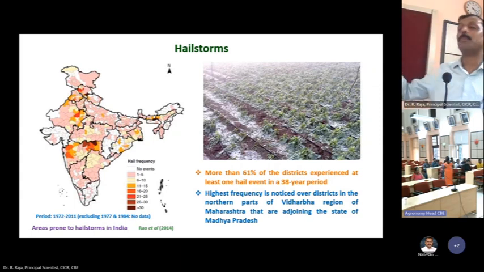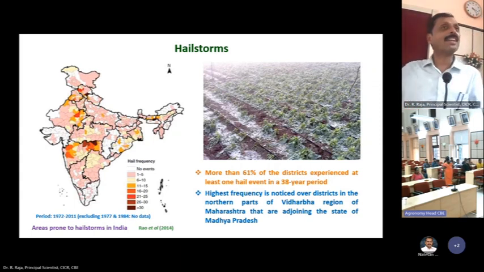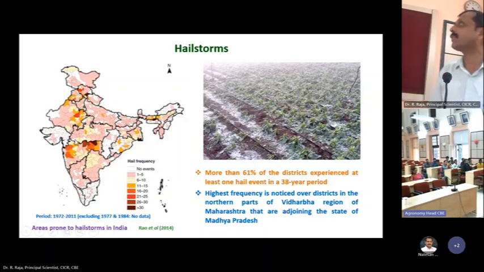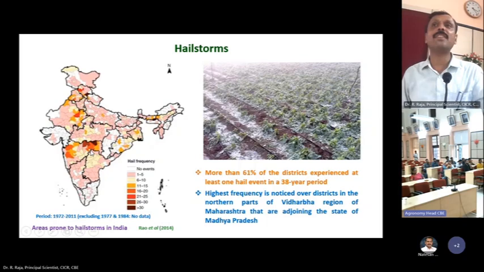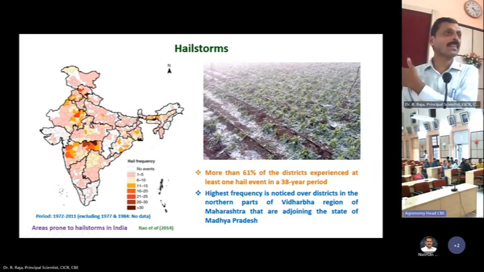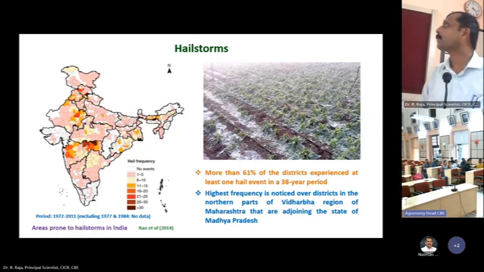The main problem is that even nowcasting is not going to help the farmer. The hailstorm is going to come. What will they do? They can't do anything. These are very frequently hail-occurring areas: the Vidarbha region, some parts of Madhya Pradesh, and Maharashtra, where grapes are the most affected crop.